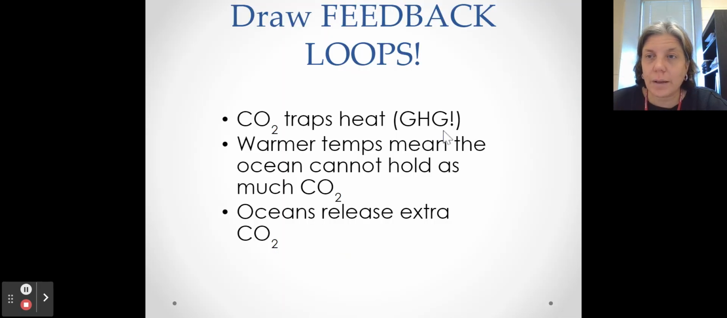So we've got some feedback loops for you to look at in your packet. So I'm going to go through these a little bit here, and you can pause the video whenever you want and draw these. The first one says CO2 traps heat, which is a greenhouse gas. And then warmer temperatures mean the ocean cannot hold as much CO2 and the oceans release extra CO2. And then that CO2 traps heat and then it keeps going from there. So is that a positive feedback loop? Is it a negative feedback loop? You can draw it, you can decide.